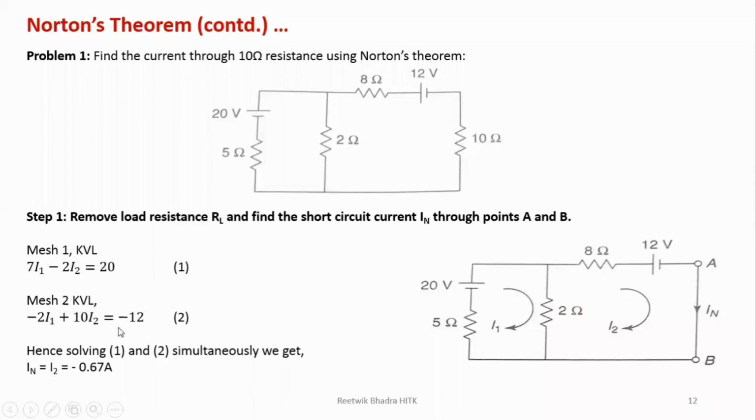You can solve these two simultaneously. Don't solve it like this, because I have tried to minimize all the equations and shown it. In your first year you have to write the KVL and do it. I've written it directly. Okay, so solve your 1 and 2 simultaneously, and you will get the values of I1 and I2.